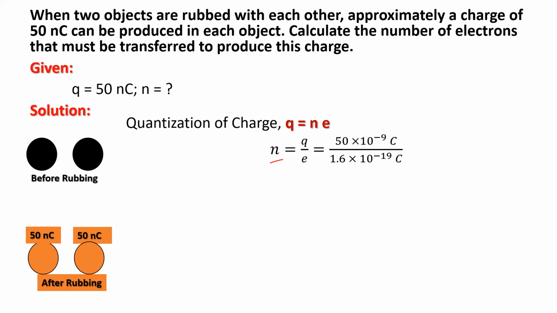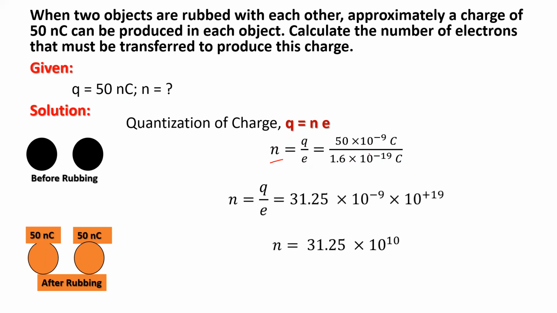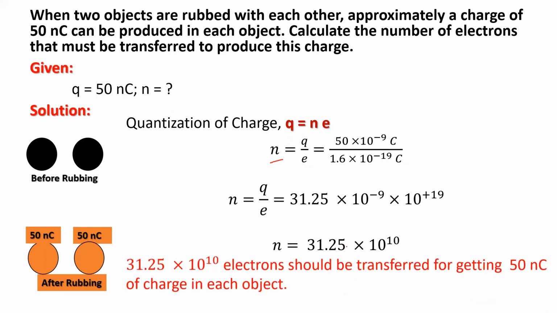N is what? The charge given here is 50 nanocoulomb. Substitute 50 into 10 power minus 9 coulomb divided by e, a constant value you know very well, 1.6 into 10 power minus 19 coulomb. Make it a division and that value is around 31.25 into 10 power 10. This means 31.25 into 10 power 10 electrons should be transferred to get 50 nanocoulomb of charge in each object.